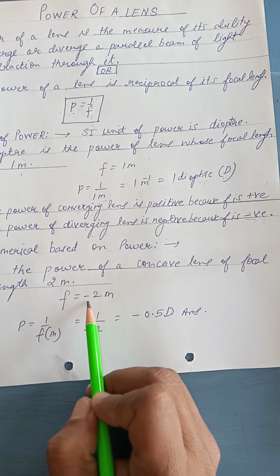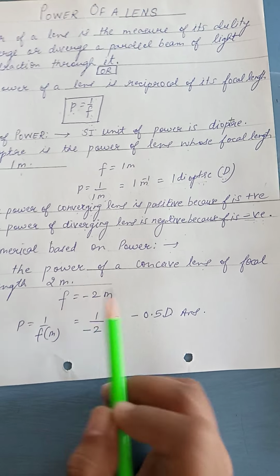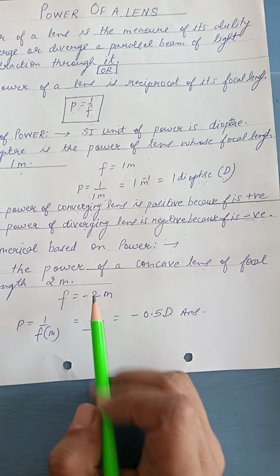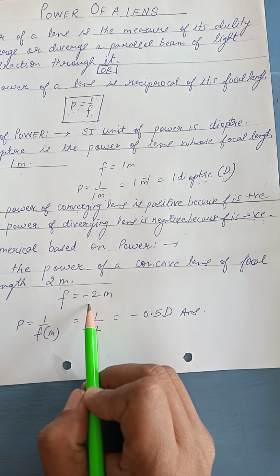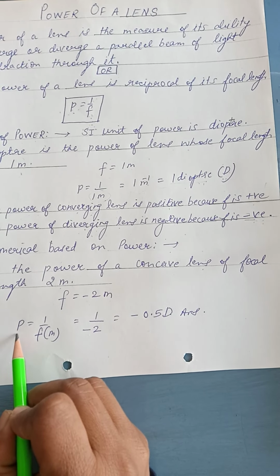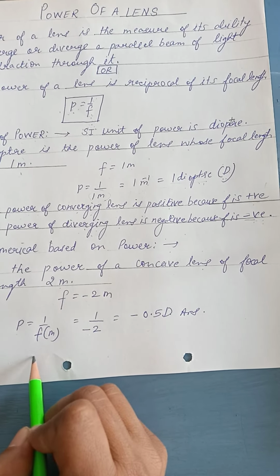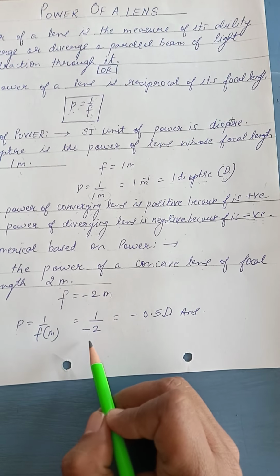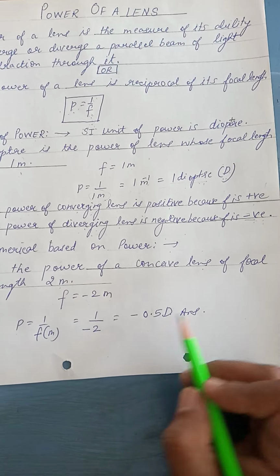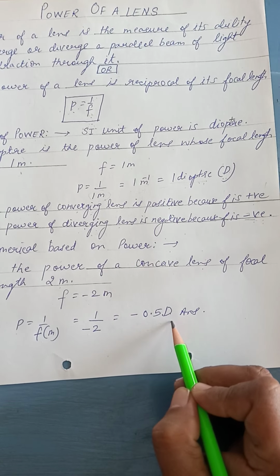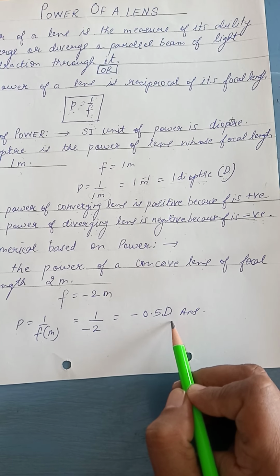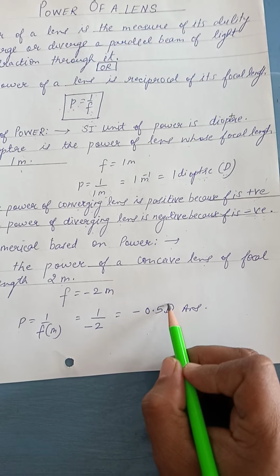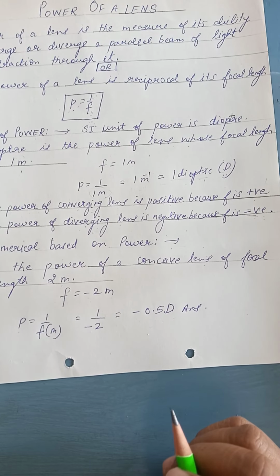What is the role of the minus here? This is showing that it is the diverging lens, and f should be considered as negative. So when you write the power definition, that is 1 by f, and substitute the value, 1 upon minus 2, you will be getting minus 0.5 capital D. This will be your answer, and this capital D denotes here the diopter.